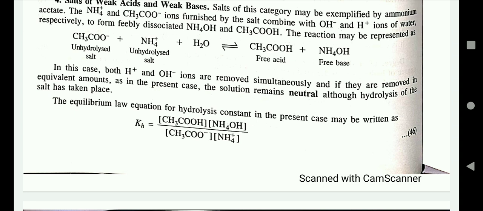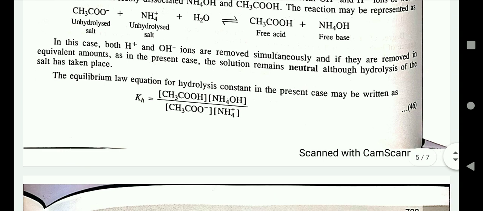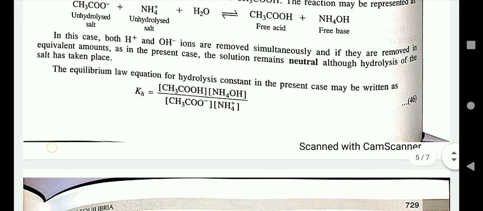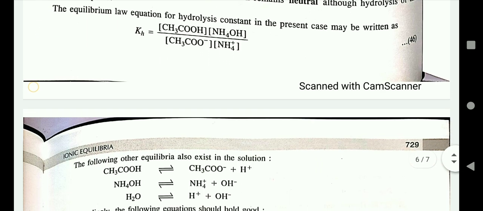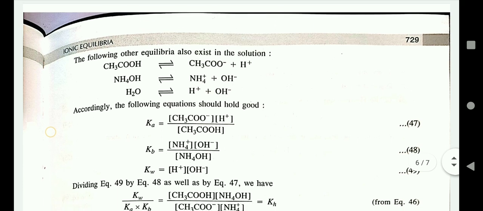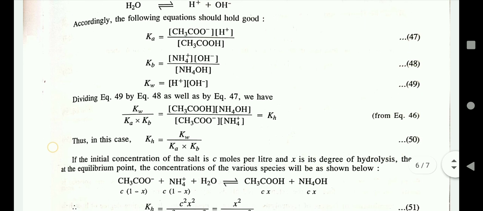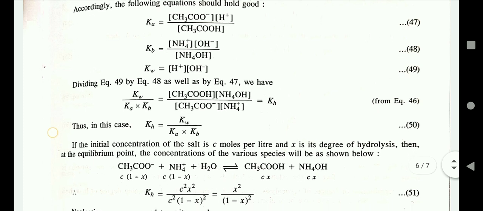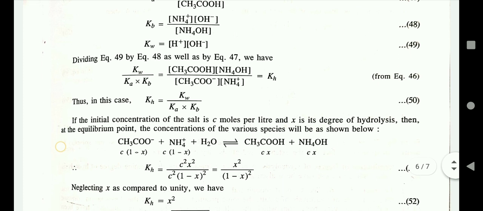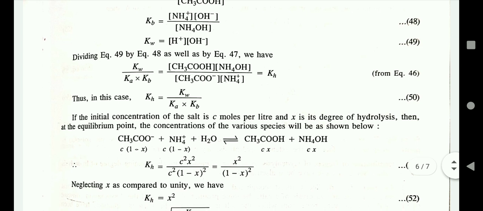If they are removed in equivalent amounts, as in the present case, the solution remains neutral, although hydrolysis of the salt has taken place. The equilibrium law equation for the hydrolysis constant in the present case is written as follows. Other equilibria also exist in the solution. According to the law of chemical equilibrium, Ka is equal to this, Kb is equal to this, and Kw is equal to this. By substituting into this equation, we get Kw divided by Ka times Kb. Thus in this case Kh is equal to Kw divided by Ka times Kb.